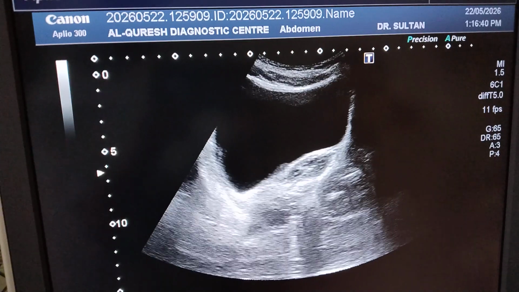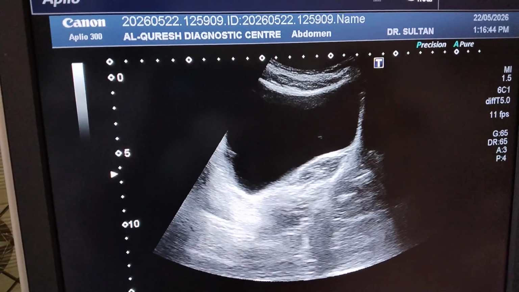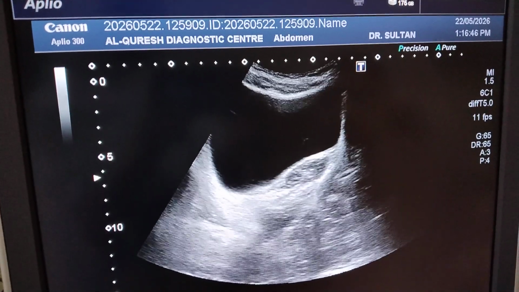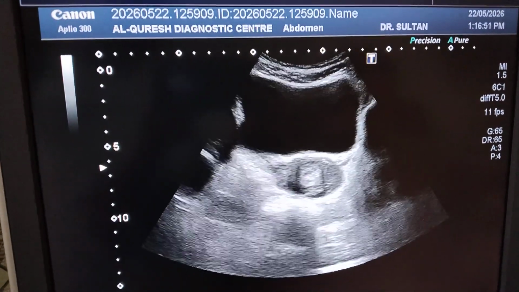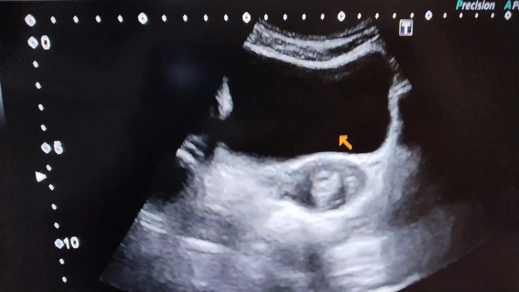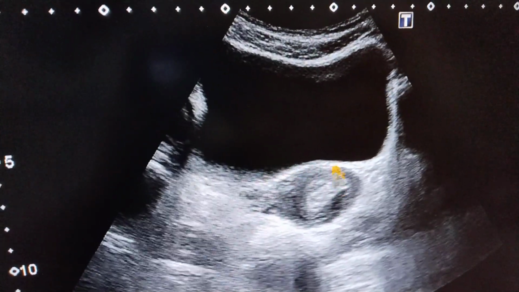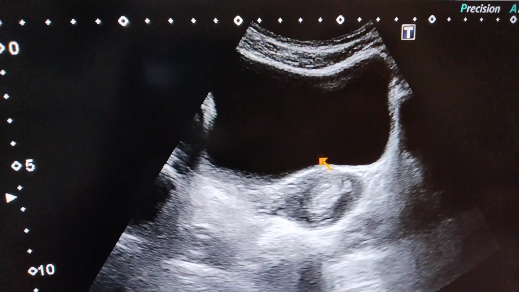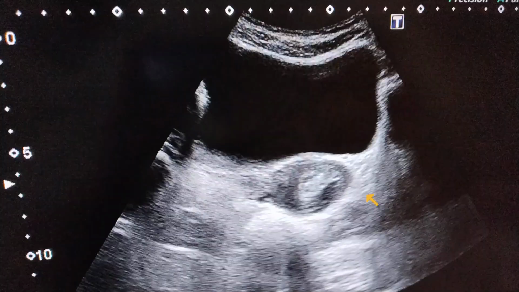She is unmarried, so I am going to scan the pelvic region to examine the uterus. Here we can appreciate this is the cervix, this is the urinary bladder. Echogenic area is seen within the cervix.